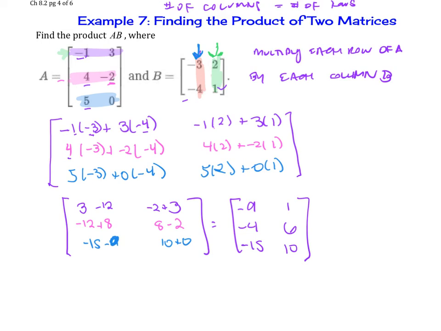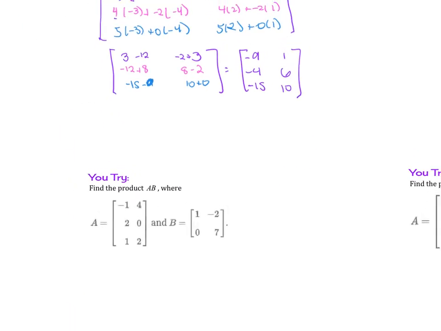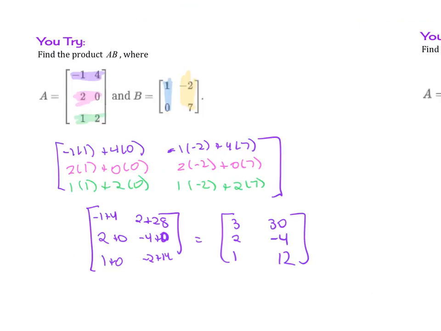So a little bit more difficult than adding or subtracting or multiplying by a scalar. So try out number 7 here. Again, multiply each row by each column. All right, trying this out. Hopefully you set it up correctly with the numbers here. Again, double checking, the numbers -1, 4 should be all the way at the top, and the 2 and 0 should be in the second row. 1, 2 should be here. Notice how the numbers line up, right? The 1s here, the 0s here, -2s here, and 7s here, and so forth. Your final answer is 3, 30, 2, -4, 1, and 12.